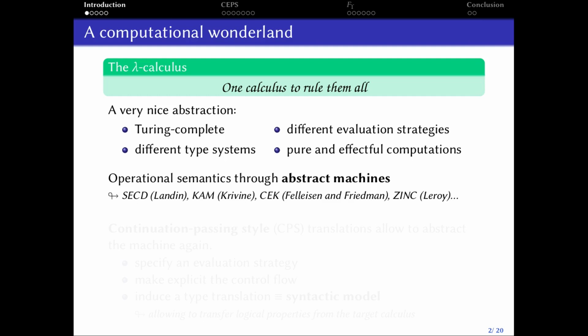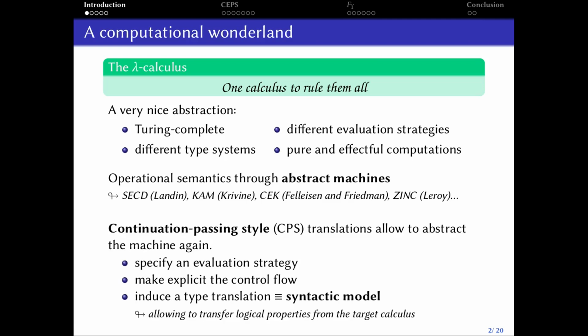And one nice thing about this is that if we want to reason about abstract machines within the lambda calculus, there exists a wonderful tool to abstract this notion, to reify it, which are continuation passing style translations, also called CPS, because they are internalizing somehow the operational semantics within the lambda calculus through a translation that is also specifying an evaluation strategy, also making explicit the control flow.